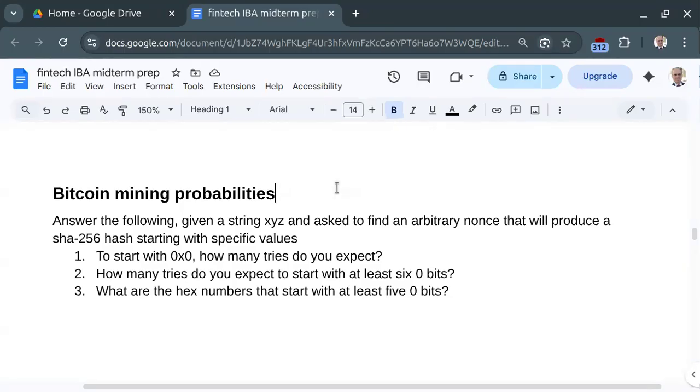I mean, in Bitcoin mining, effectively the biggest expense, besides the initial capital outlay to buy the machine, is the electricity that goes into it.